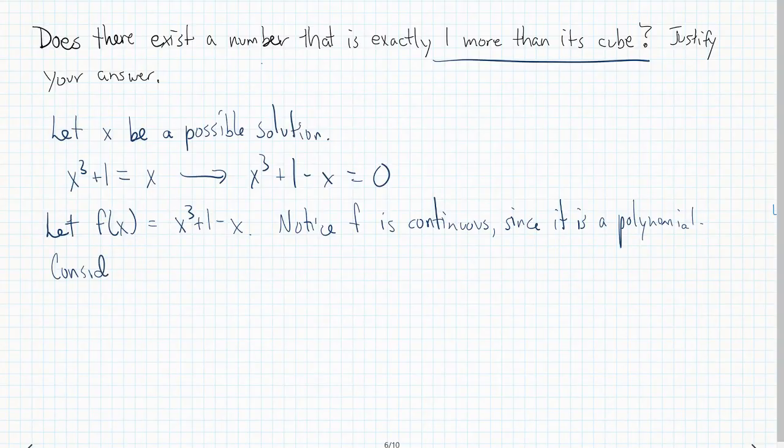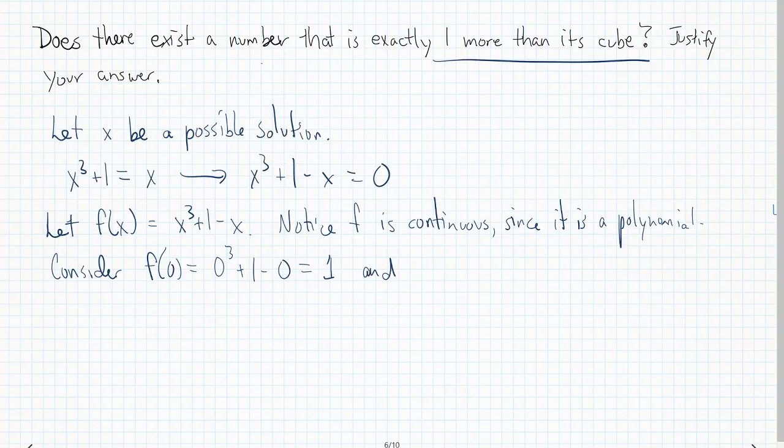So notice now, let's consider here, we'll do two values. Try and keep this easy on ourselves. We'll plug in f of 0. So notice if we plug in f of 0, we get, what should we have here? So f of 0 would be 0 cubed plus 1 minus 0, and so that would equal positive 1.